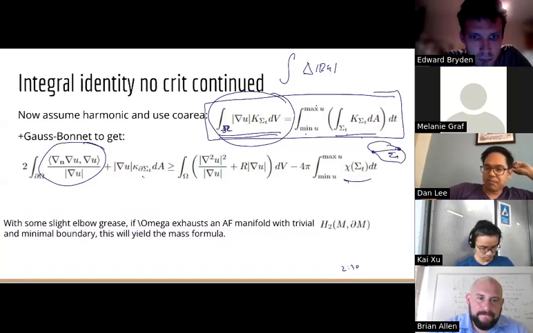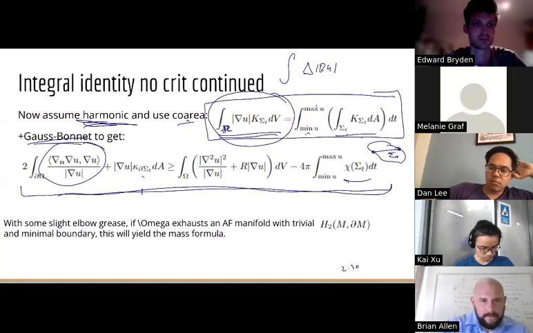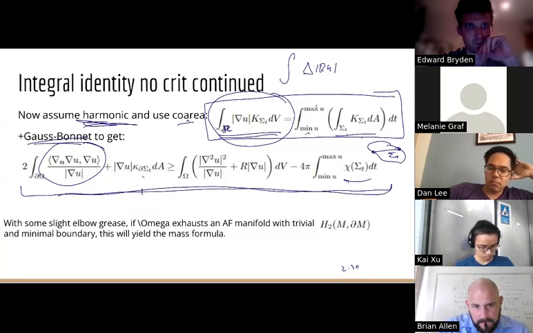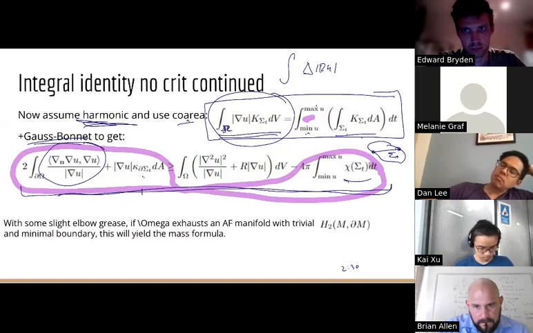Okay, and this is basically the formula. This is the main thing. Here I've assumed that we're harmonic, and I use these last two tricks, co-area and Gauss-Bonnet, and then I just rearrange. If you take regions exhausting the asymptotically flat manifold and apply this formula, you get the mass formula that I wrote on the third slide. Namely, in the correct situation, all of these things tend to the mass as the regions exhaust the manifold.